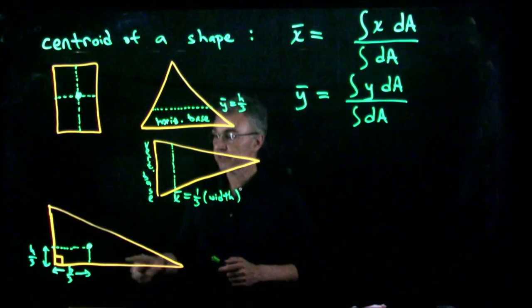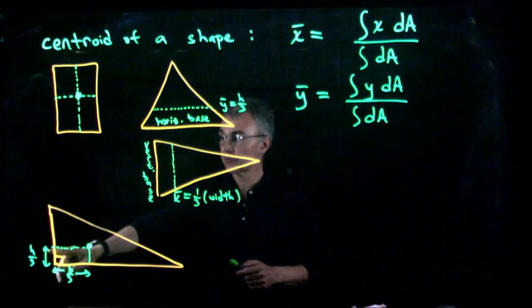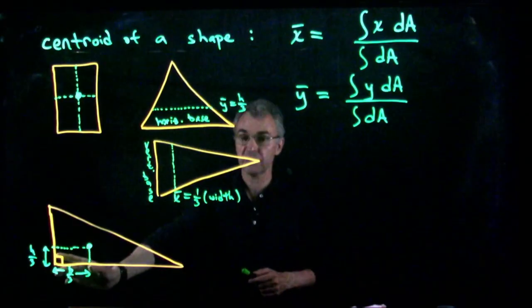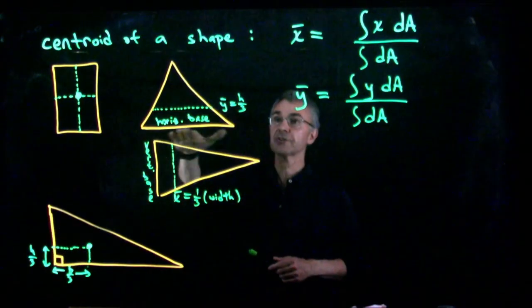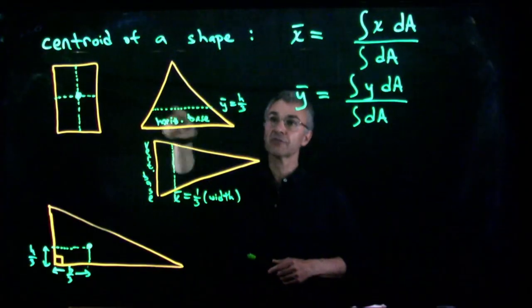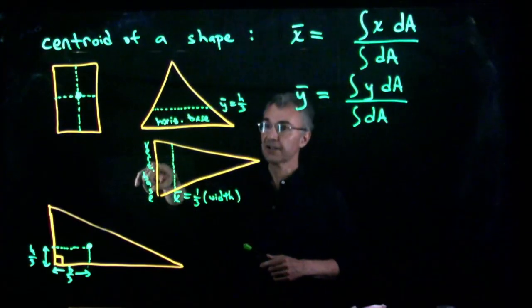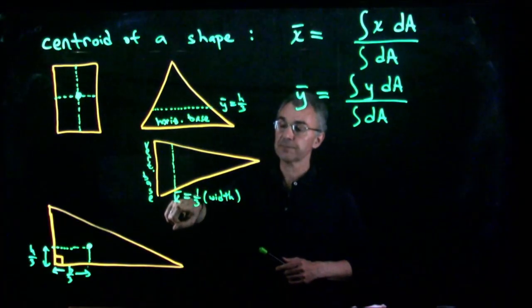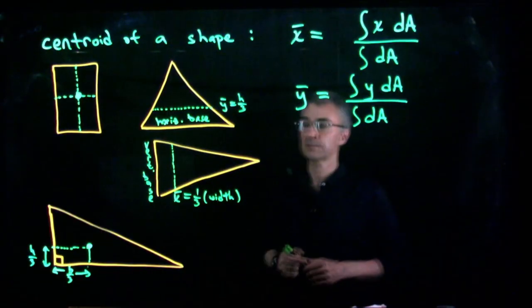For a right triangle, if you put the right angle at the bottom left, then you go 1/3 of the way up in height, and 1/3 of the way to the right. So it's 1/3 of the base over from the corner, 1/3 of the height up from the corner. If you have a triangle whose base is horizontal, then the vertical centroid is just 1/3 of the height, and we won't worry about the horizontal centroid. And if you have a triangle whose base is vertical, then the horizontal centroid is 1/3 of the way over from that vertical base, and we won't worry about the vertical centroid.